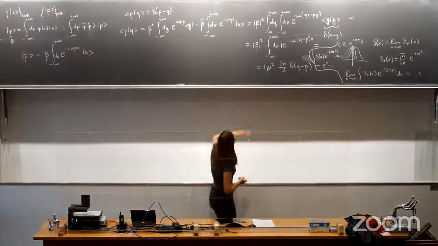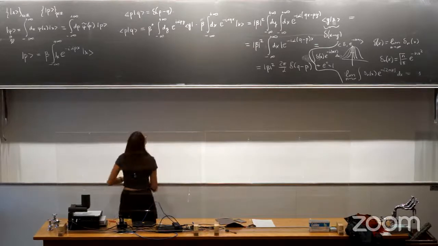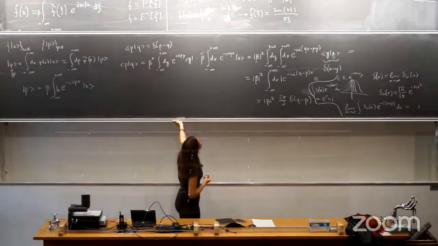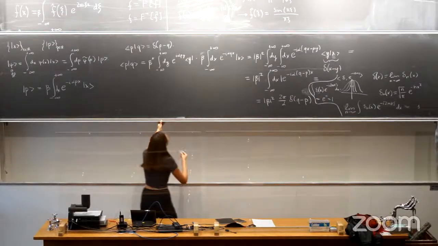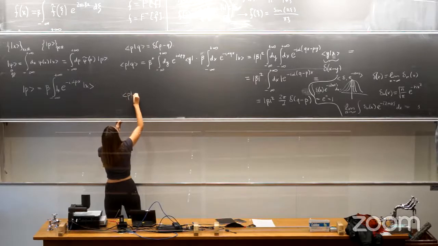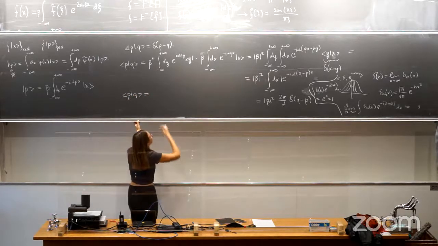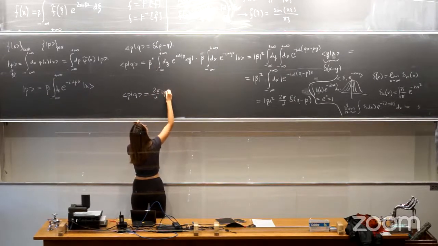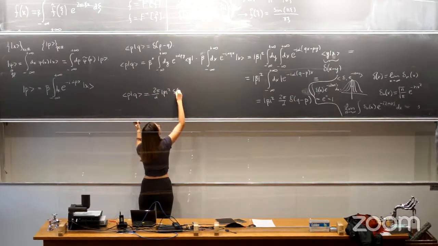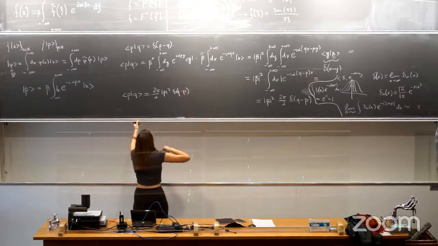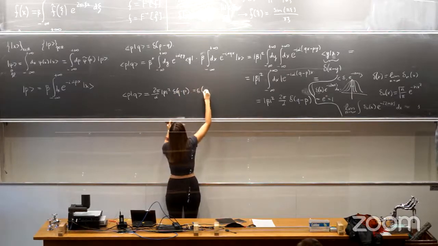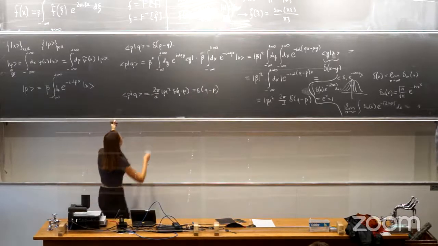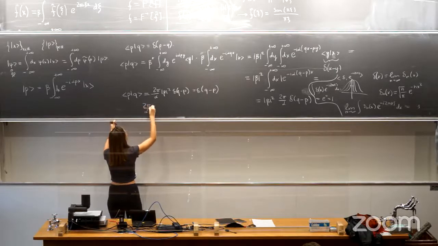So we got this. All right, I didn't finish, did I? Oh, yes. So in the end, what we got is that <p|q> would be equal to (2π/α)β² δ(q − p). And this should be equal to δ(q − p), because our basis is normalized, which means that 2πβ²/α should be equal to 1.